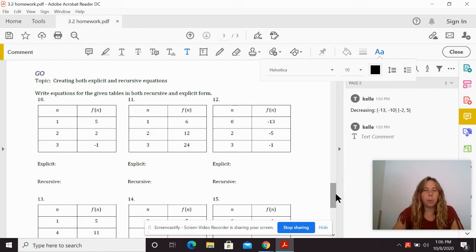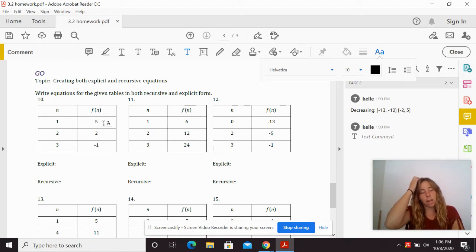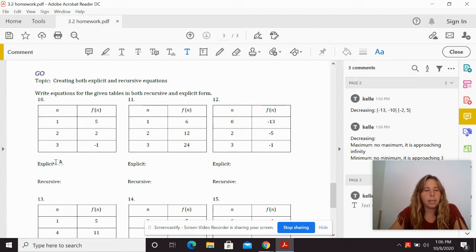So you're writing equations for the given tables in both recursive and explicit form. First thing you're going to look at is, is it arithmetic or geometric? If it's arithmetic, it's going to be a linear equation. If it's geometric, it's going to be exponential. So like number 10, what's going on? They're subtracting 3 each time. 5 minus 3 is 2, 2 minus 3 is negative 1, and the n's are just going up by 1.